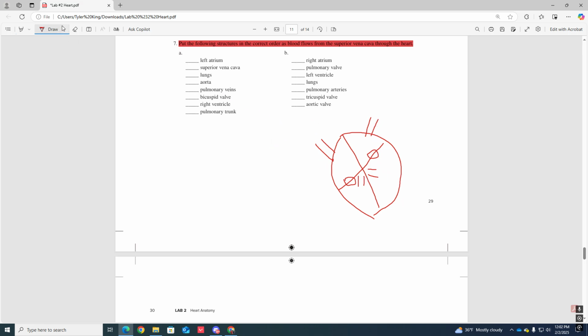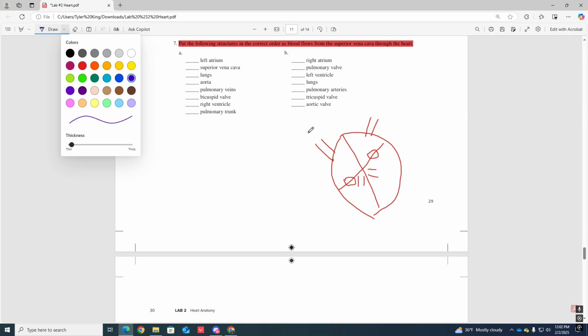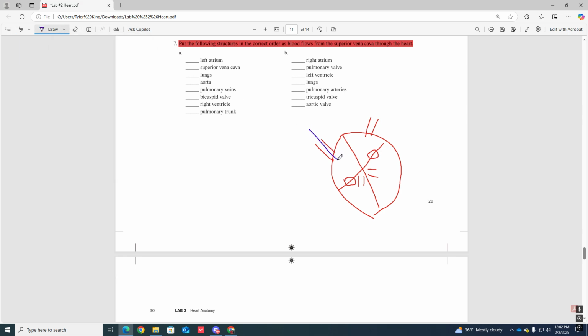Just really quick: vena cava, right atrium, tricuspid valve, right ventricle, pulmonary valve up to the lungs. Lungs, pulmonary veins, left atrium, bicuspid valve, left ventricle, aortic semilunar valve, aorta. And it does this over and over again. So it's possible. You can do this on your own.